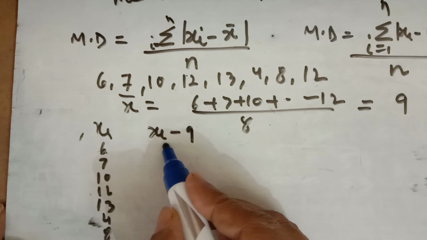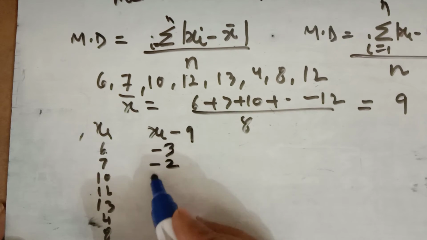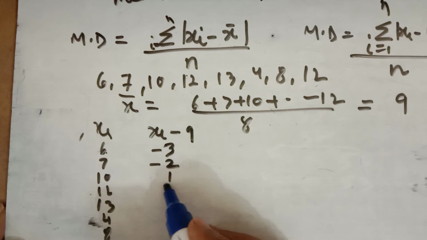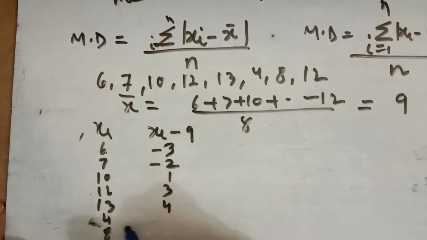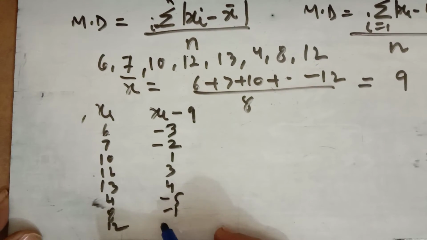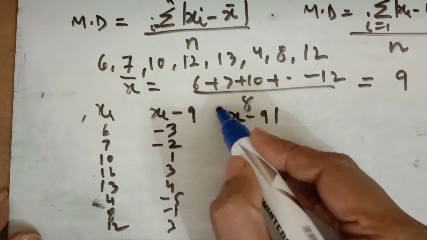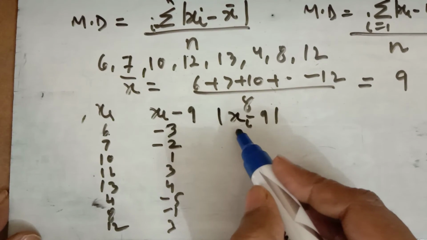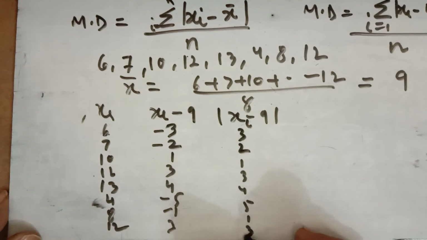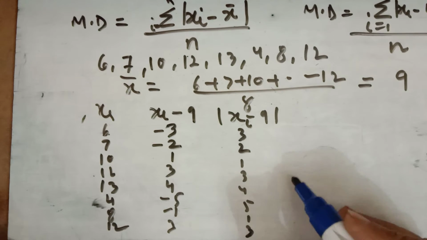You will get 6 minus 9, that is minus 3, 7 minus 9 is minus 2, 10 minus 9 is 1, 12 minus 9 is 3, 13 minus 9 is 4, 4 minus 9 is minus 5, 8 minus 9 is minus 1, 12 minus 9 is 3, and you have to find the mod of it. It will be 3, 2, 1, 3, 4, 5, 1 and 3, and you have to find the sum of it.